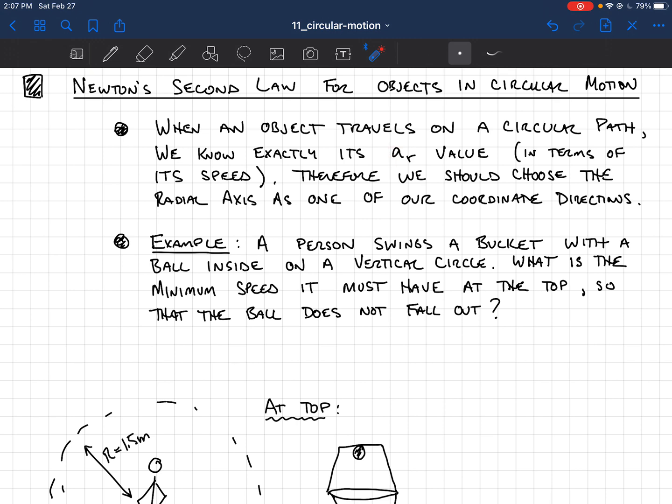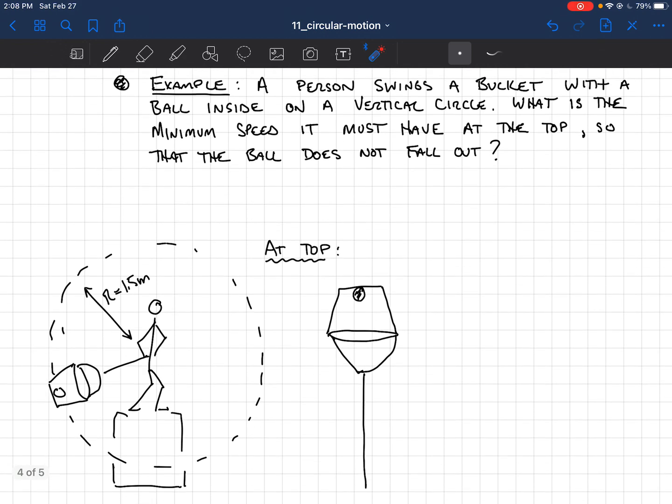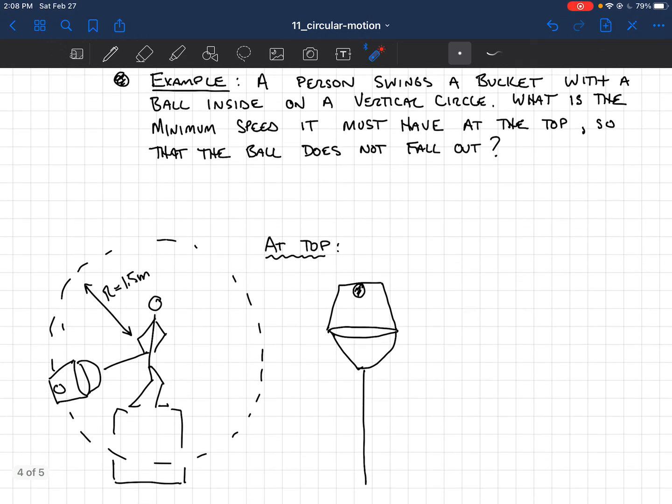So that's really the only new thing that we need to learn today in using Newton's second law, is making that choice, meaning finding the circle, finding the center of the circle, and choosing an axis that points outward through the object. So let's see how that applies in an example here.